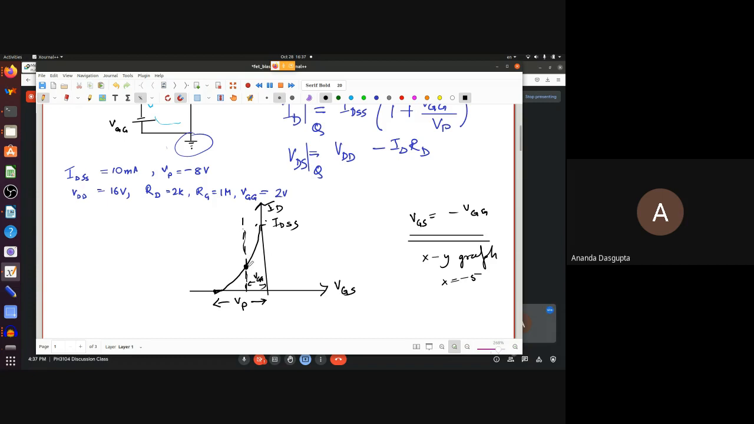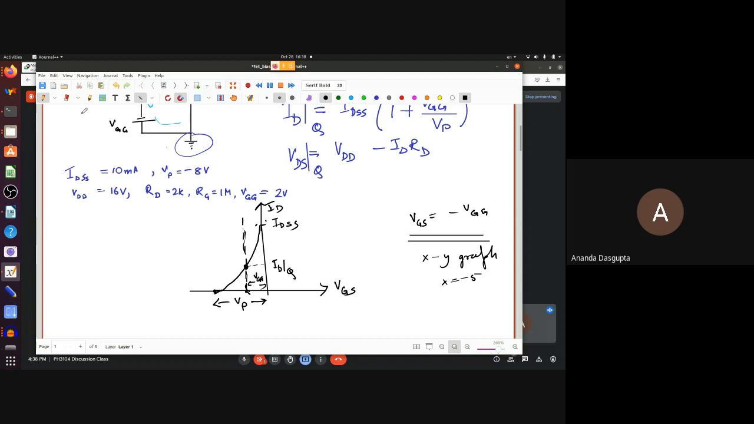This is the IDQ. Of course, you already know what VGSQ is because that's already known. It's fixed at minus VGG. But anyway, the x and y coordinates here will give you the VGS value and the ID value at the quiescent point. You're done. Okay, clear? So that's the graphical construction. Although, frankly, this is so simple that you shouldn't really have to worry about a graphical construction. But the graphical construction is actually important because it demonstrates one thing.